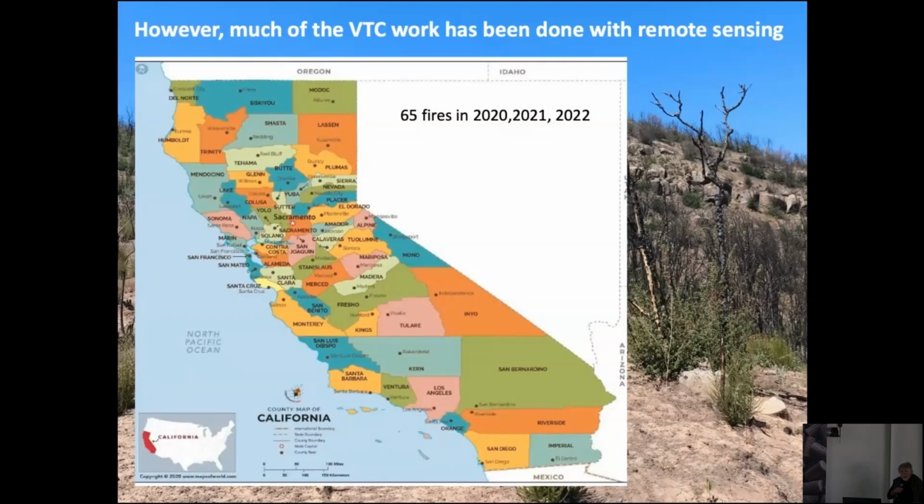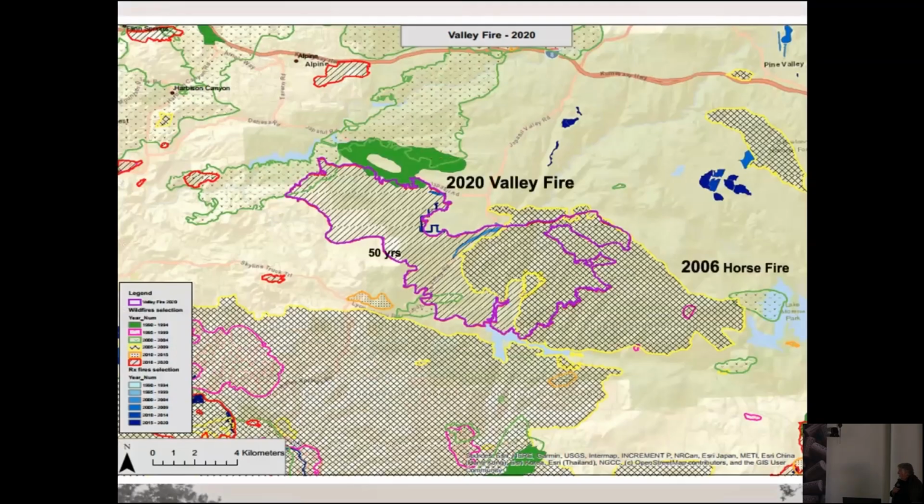And so what I started several years ago was a field project where I traveled around the state and visited about 45 different counties, looking at something around 65 different fires that occurred between 2020, 21, and 22, and evaluated the age of the stand prior to the fire to see what the impact was on recovery of different functional types.